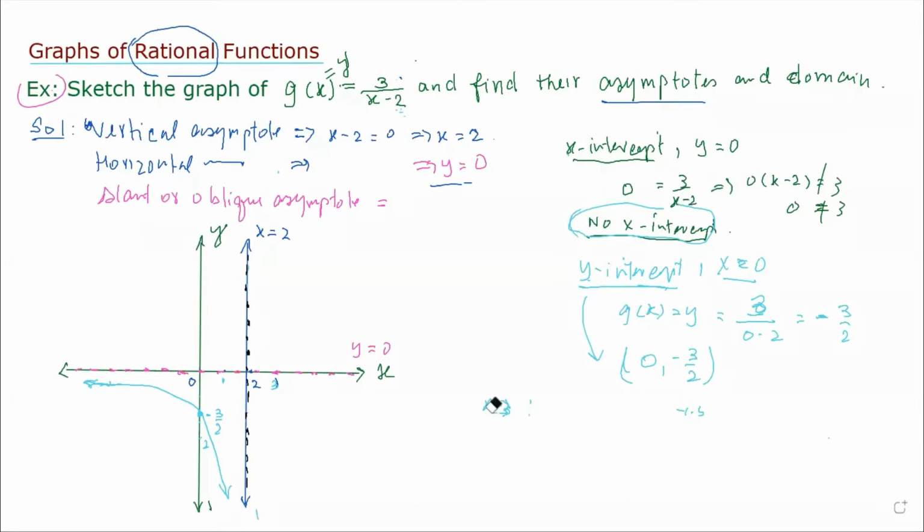So let me write it down here. If I want to find the point at x equal to 3, I replace it in this function g of x, which equals 3 over x minus 2. So g of 3, when x equal to 3, you replace it, so 3 over 3 minus 2, which becomes 3 over 1. Now we know when x equal to 3, go up to y equal to 3, 1, 2, 3 here. So you got this point right away.